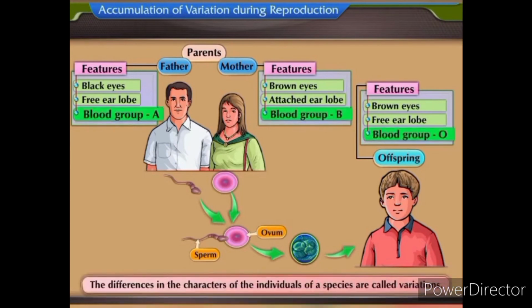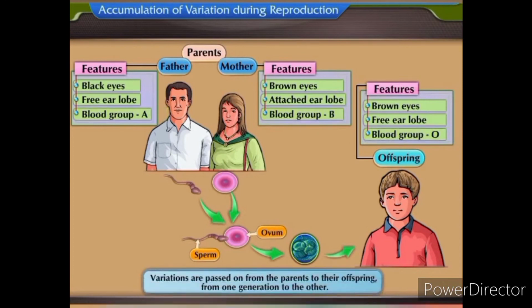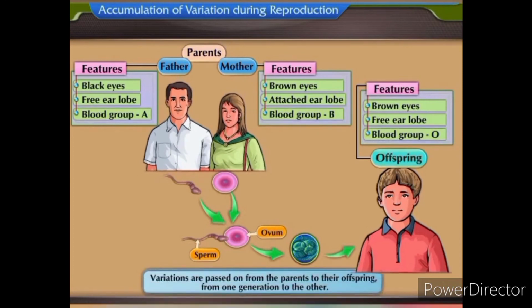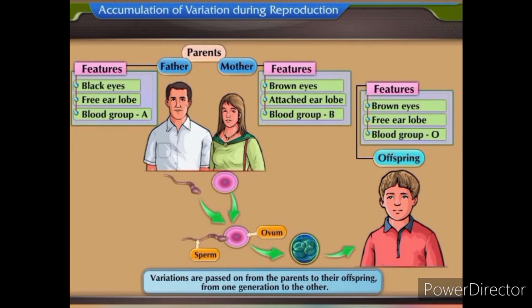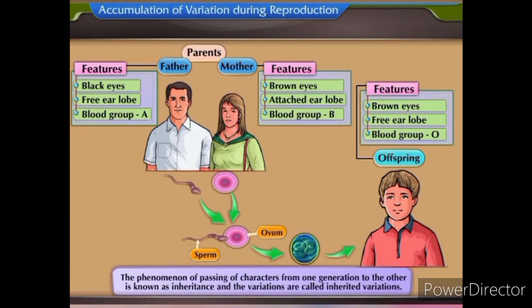These differences in the characters of the individuals of a species are called variations. The variations produced in the organisms get accumulated. They are passed on from the parents to their offspring, that is, from one generation to the other. This phenomenon is known as inheritance, and the variations are called inherited variations.